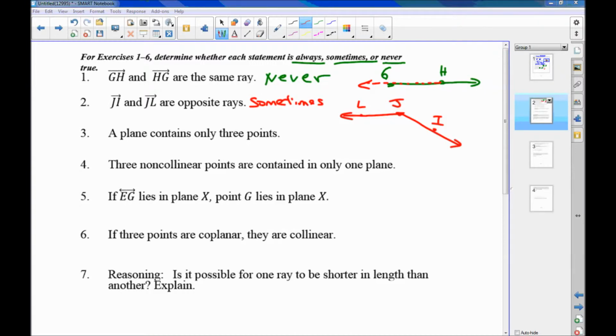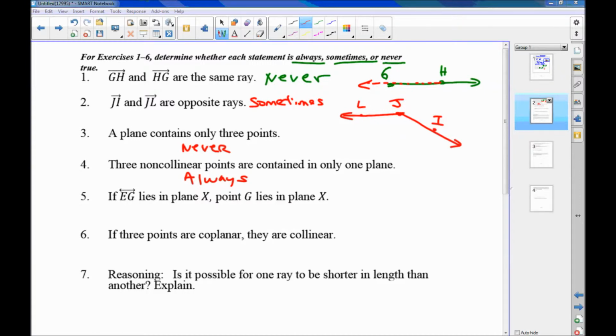Okay. A plane contains only 3 points. This is never true. Okay. A plane can be named with 3 points, but a plane contains an infinite number of points. That's what makes it a plane. 3 non-collinear points are contained in only one plane. This is always true. Okay, that's how we name a plane. We pick 3 non-collinear points, and there's only one plane that can go through them.